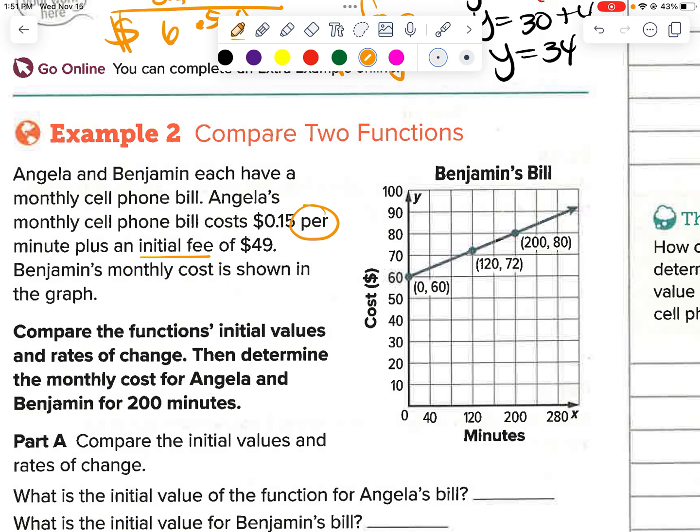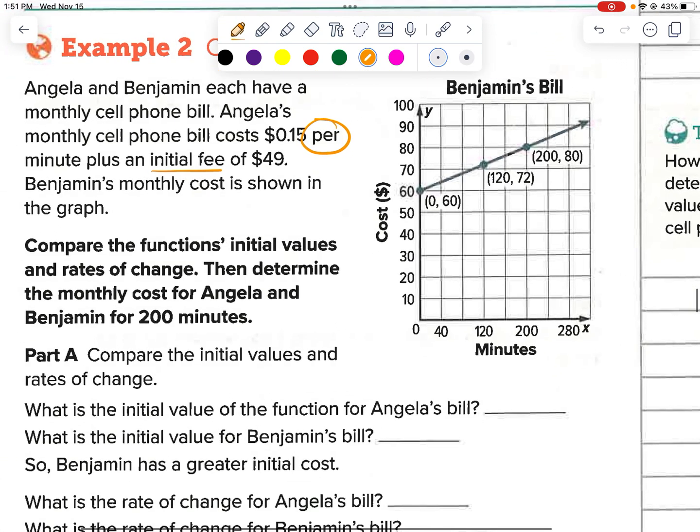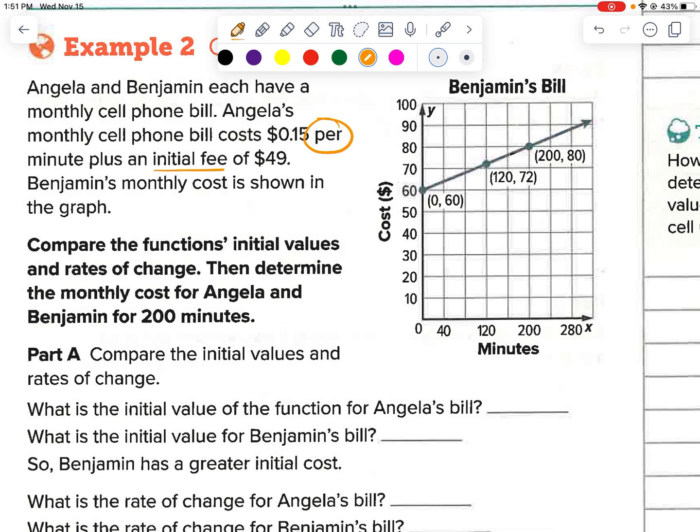Compare the functions' initial values and rate of change, then determine the monthly cost for Angela and Benjamin for 200 minutes. So starting off, we need the initial values. For Angela, her initial fee is $49. What is the initial fee for Benjamin? That's right here, so that's $60. So Benjamin has the greater initial cost.